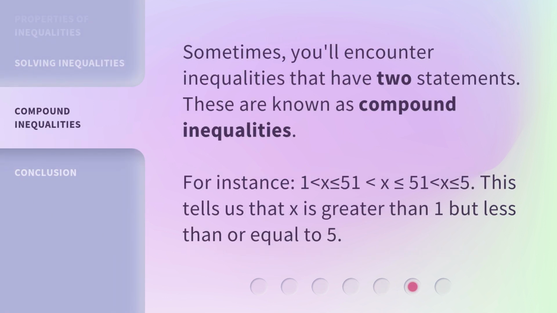Sometimes, you'll encounter inequalities that have two statements. These are known as compound inequalities. For instance, 1 < x ≤ 5. This tells us that x is greater than 1 but less than or equal to 5.